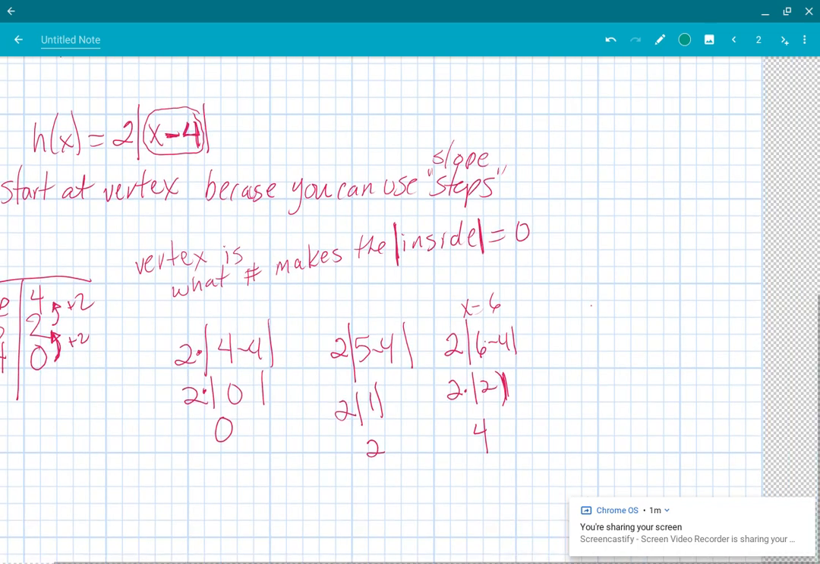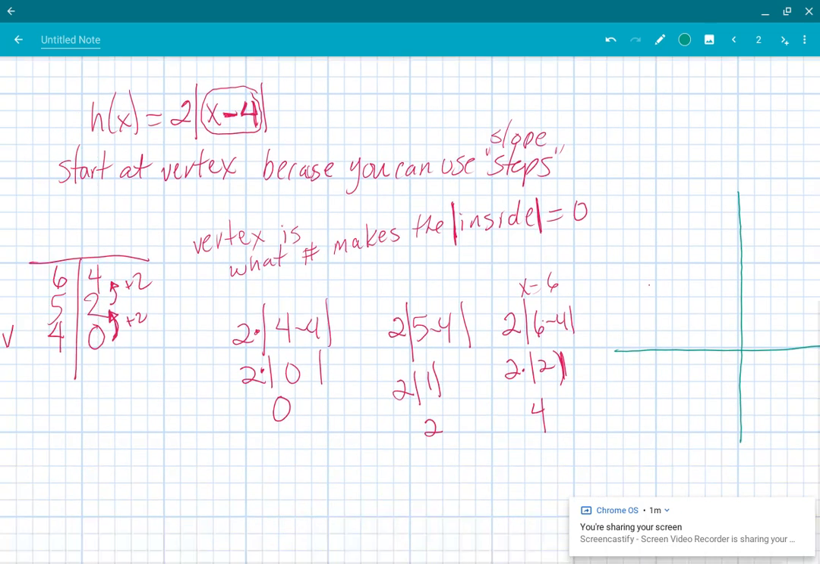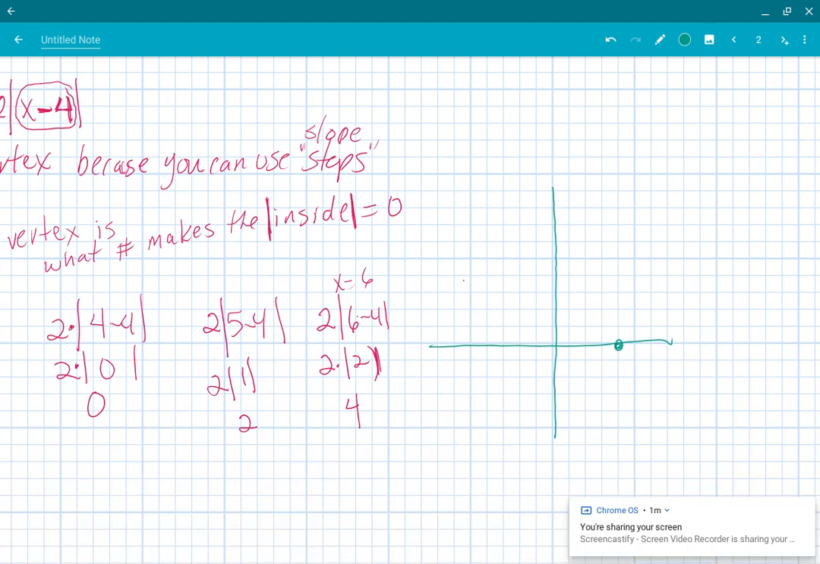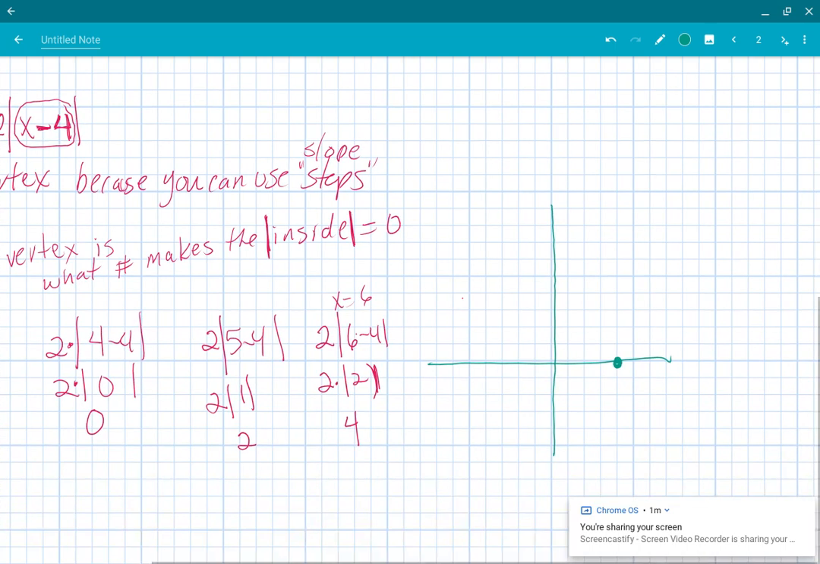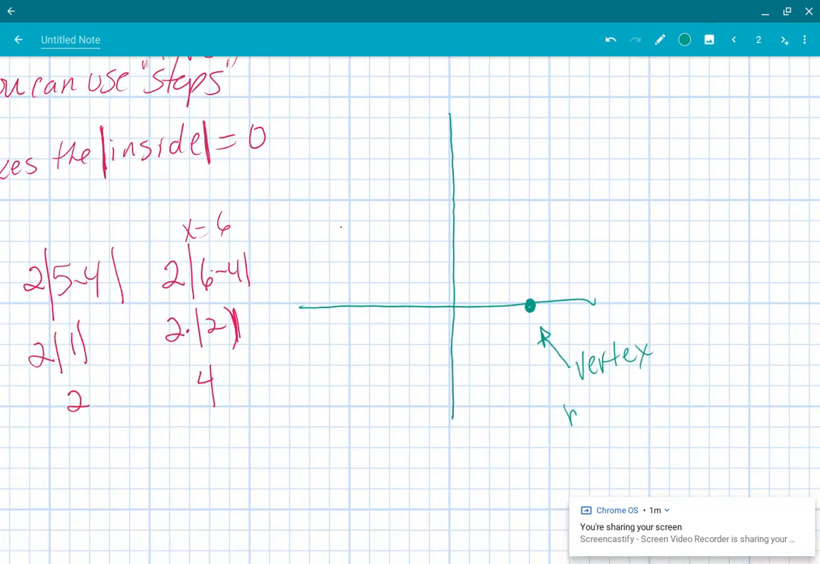And let me just kind of slide this over here. Recall that I want to start at the vertex because that's the bottom of my stairs. At the very, very bottom of my stairs, right? Does that make sense? And you can call this the vertex, of course. And I like to do analogies, so I call it the bottom of steps.